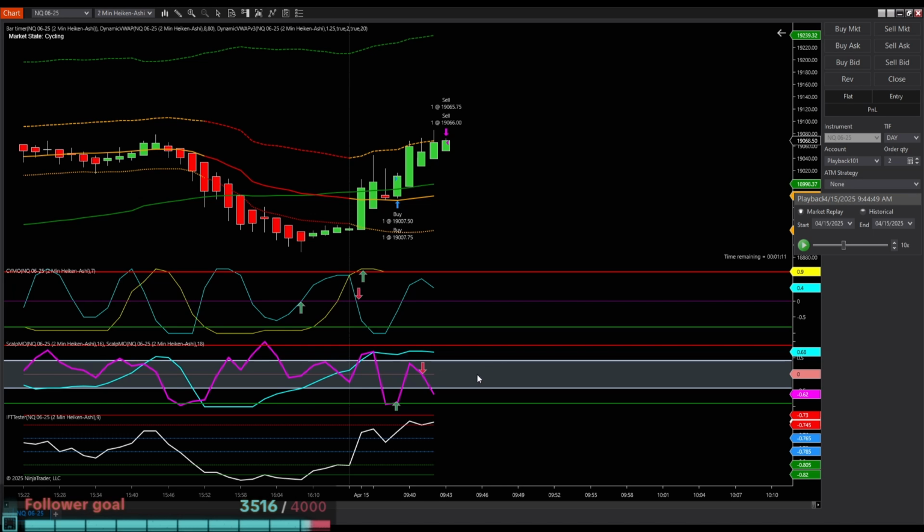So you would have taken that to the short side. Is that cycle 3? No, this is actually cycle 1 to the upside right here, okay?